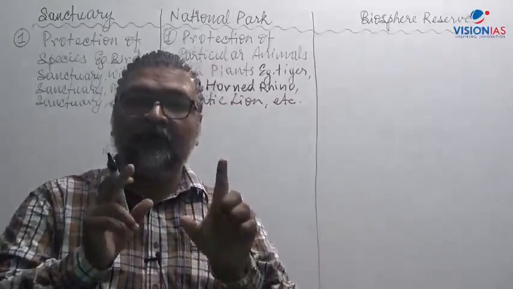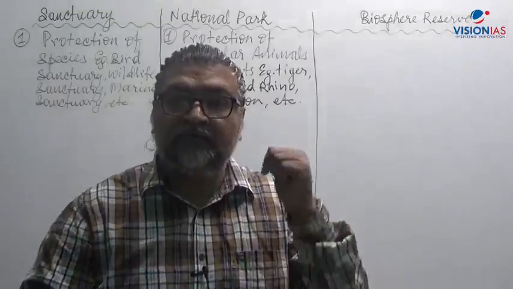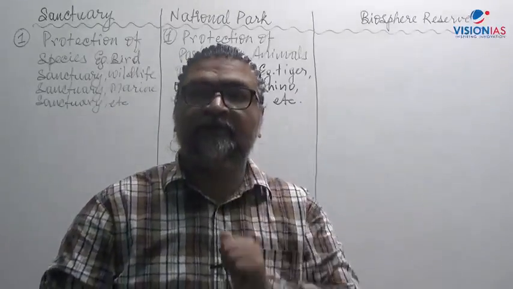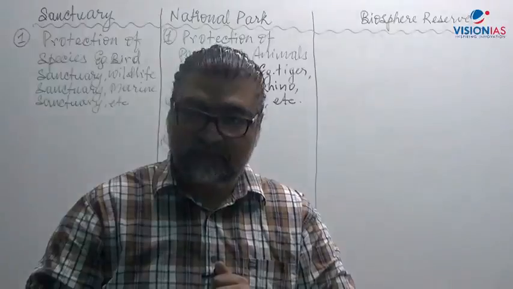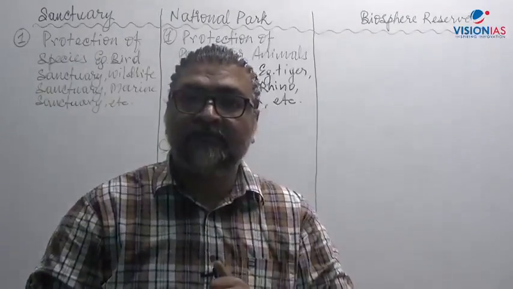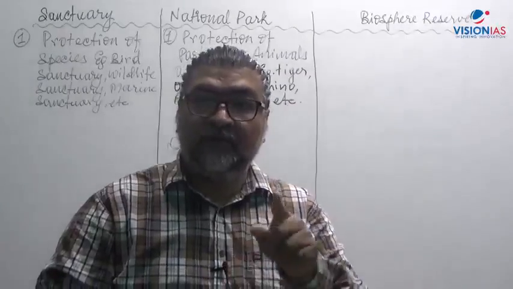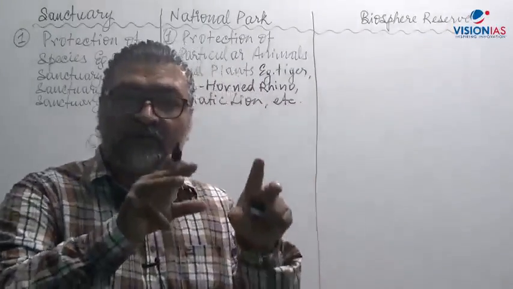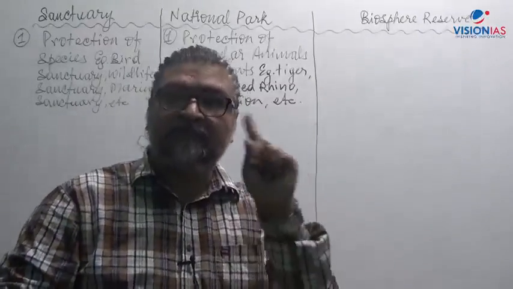So here the focus is on the lion. Kaziranga, which is on the bank of the Brahmaputra river, and Manas, a tributary of the Brahmaputra river in Assam, are for the greater one-horned rhinoceros. We have a project for rhinos there. The national park is Kaziranga National Park, for one-horned rhinoceros protection. The focus there is on the animal. The highest protection in India is on the national park.